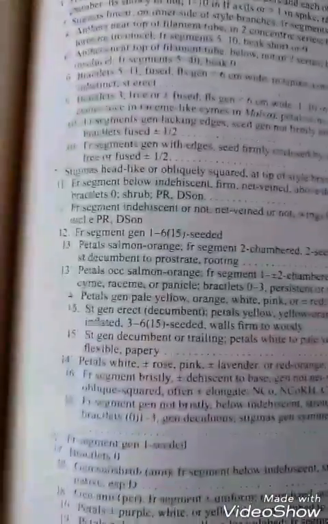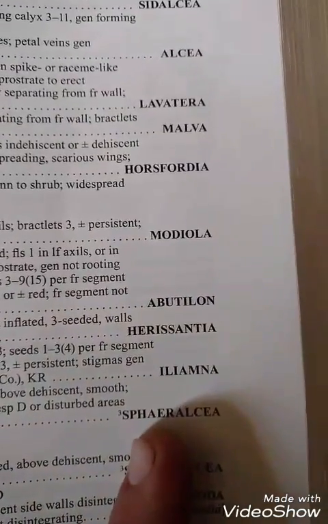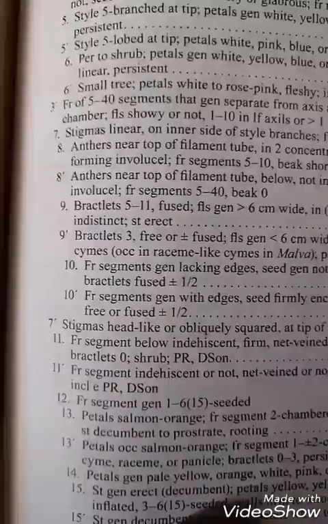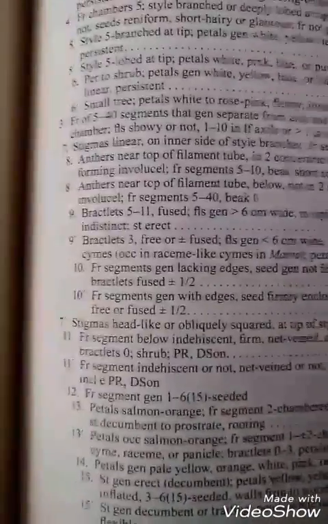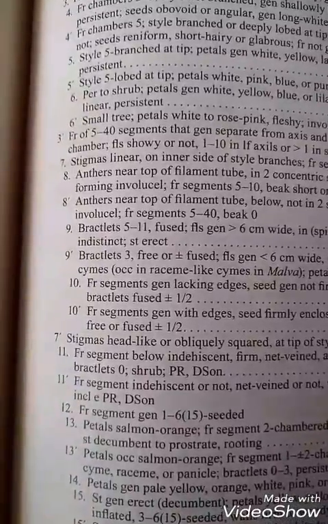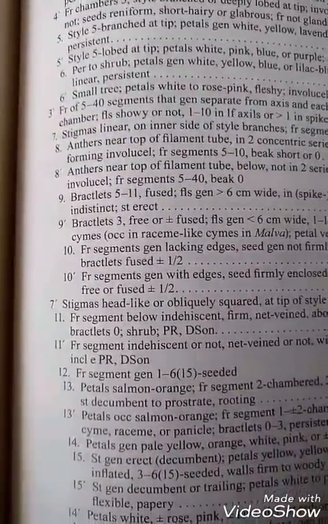Let's say the stigma's head-like, all right? So now you come over here, head-like. The column ends, of course, there. So if the stigma's head-like, you've got six genera that it could be. Horsfordia, Iliamna, Sphaeralcea. So let's look at 7. One option for 7 is stigmas linear on inner side of style branches. Stigmas are like the plant cervix. It's what collects all the pollen, right? You've got stigmas and stamens. This one says stigmas head-like or obliquely squared. After you go through this key for the whole family, you find out what genus it is.